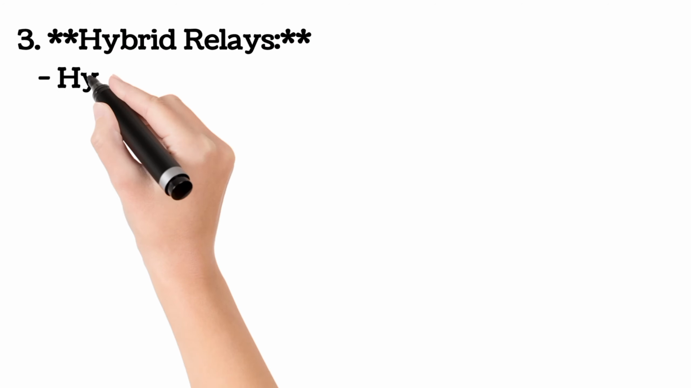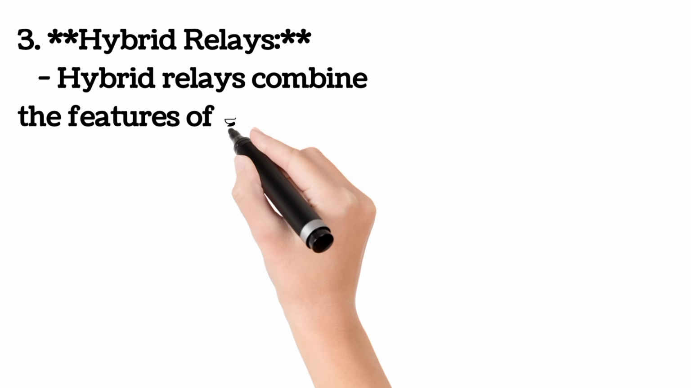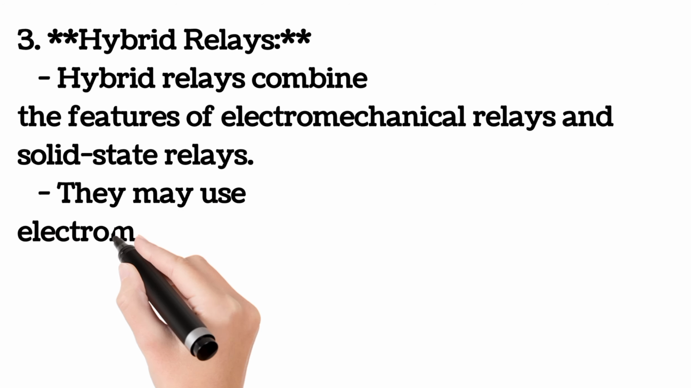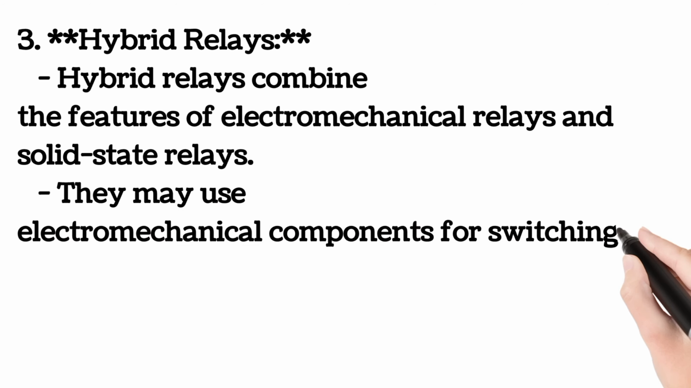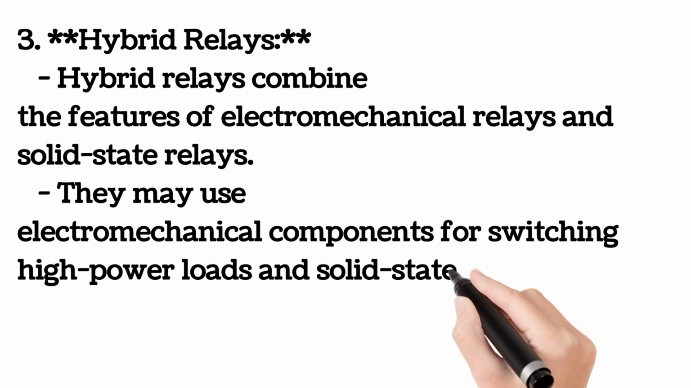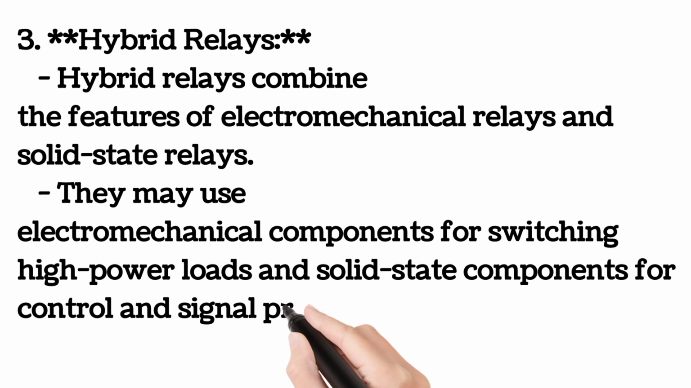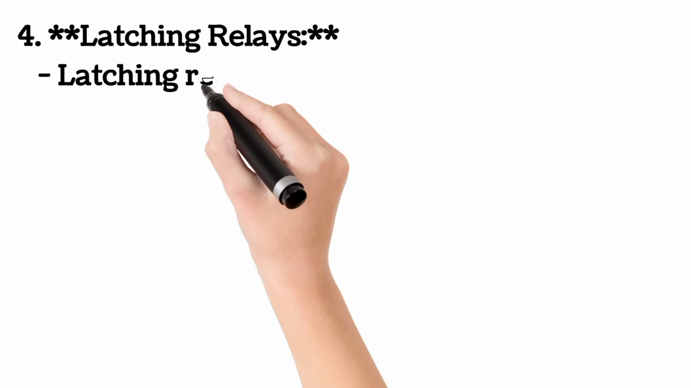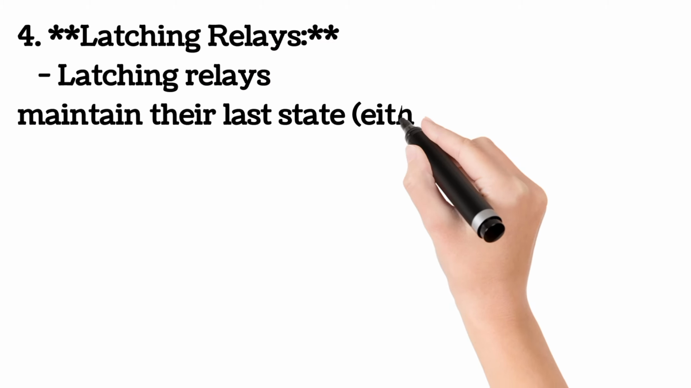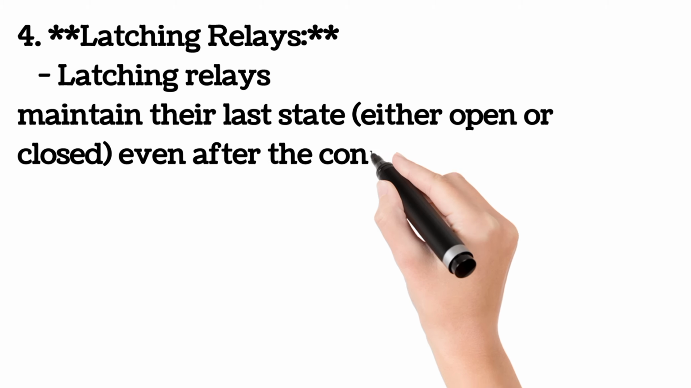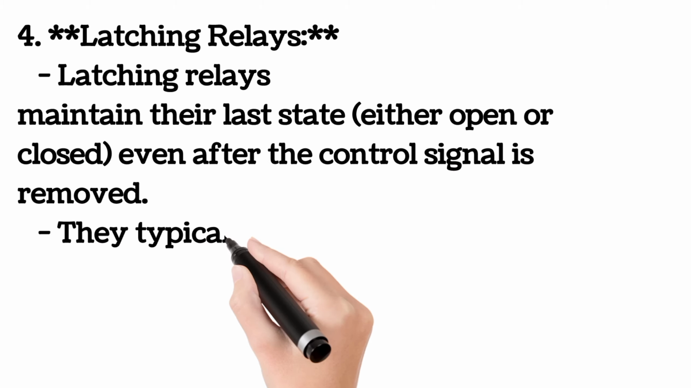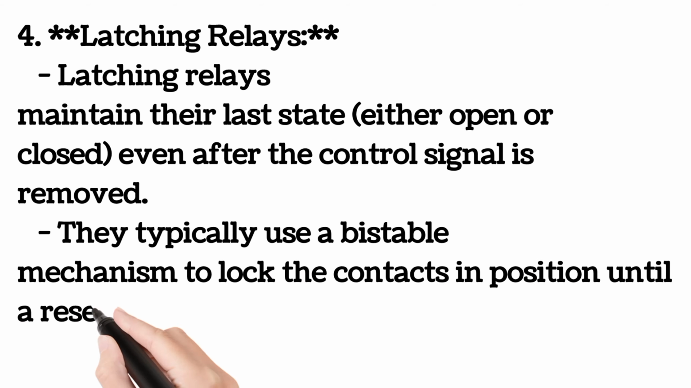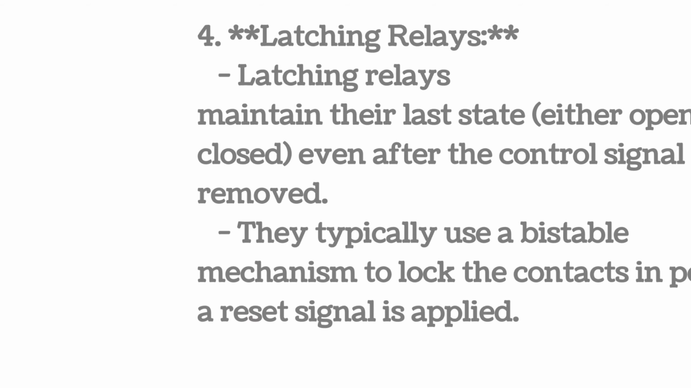3. Hybrid relays. Hybrid relays combine the features of electromechanical relays and solid-state relays. They may use electromechanical components for switching high-power loads and solid-state components for control and signal processing. 4. Latching relays. Latching relays maintain their last state, either open or closed, even after the control signal is removed. They typically use a bistable mechanism to lock the contacts in position until a reset signal is applied.